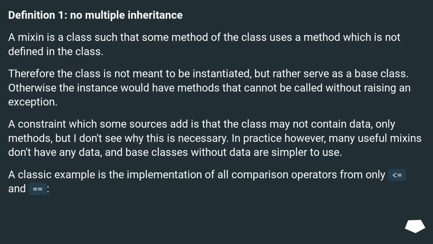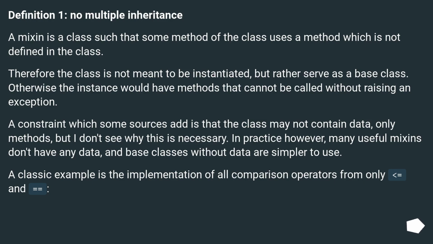Definition 1. No multiple inheritance. A mixin is a class such that some method of the class uses a method which is not defined in the class. Therefore, the class is not meant to be instantiated, but rather serve as a base class. Otherwise, the instance would have methods that cannot be called without raising an exception.